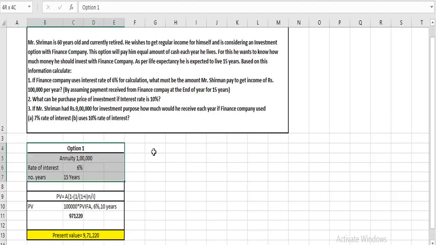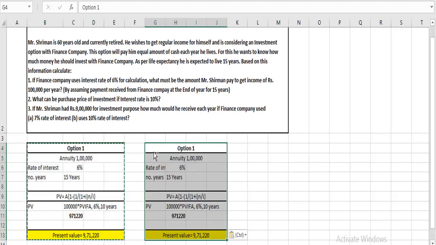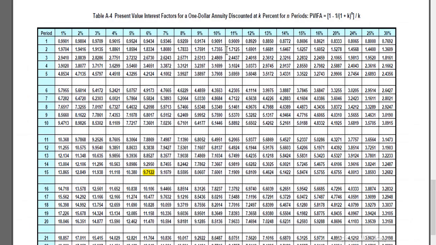Now we will do the calculation for option number 2, where we have to assume that rather than 6%, the company is going to give a 10% rate of interest, so this is a small change. Instead of 6%, we assume 10%, so we'll find the combination of 10% and 15 years, which is 7.6061.